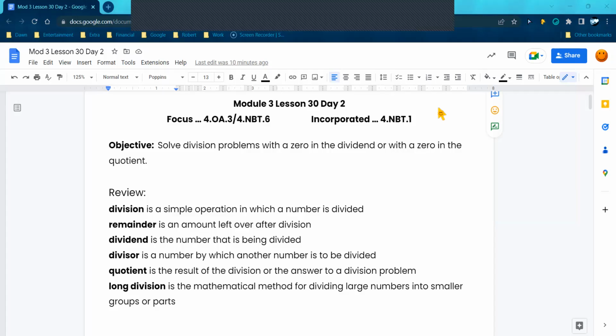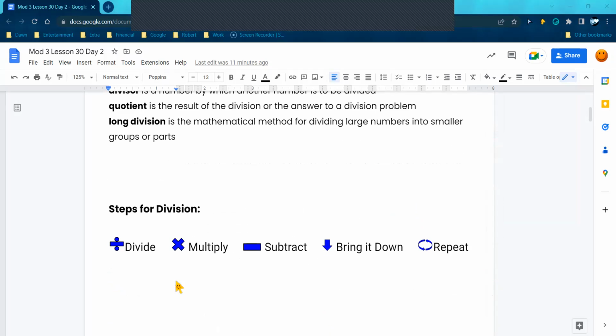Alexander, and today we're working on Module 3, Lesson 30, and it's our second day. We're going to solve division problems with a 0 in the dividend or a 0 in the quotient. Here are our vocabulary words we're working with today: division, remainder, dividend, divisor, quotient, and long division. Let's hop down and look at some steps.